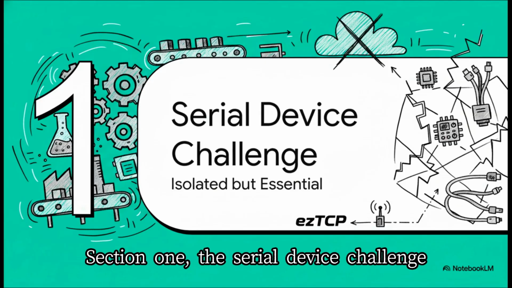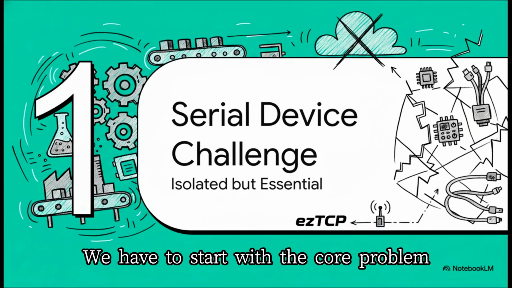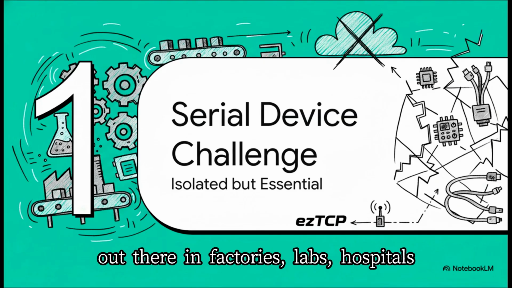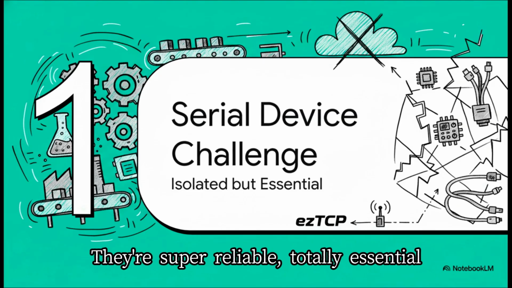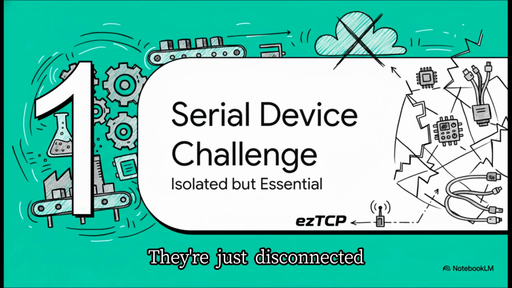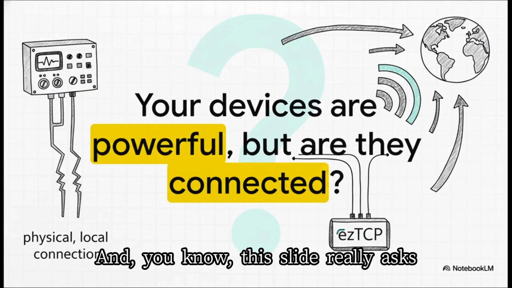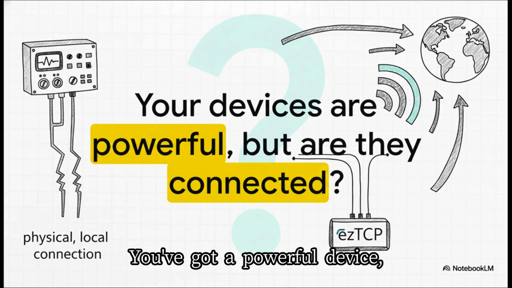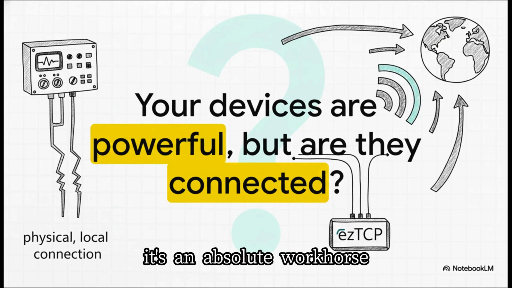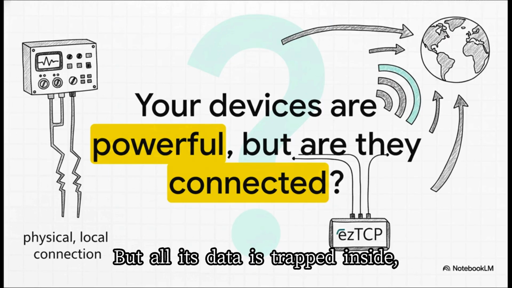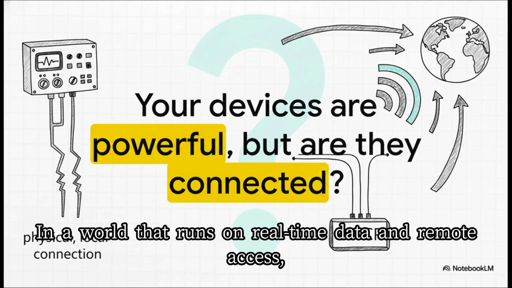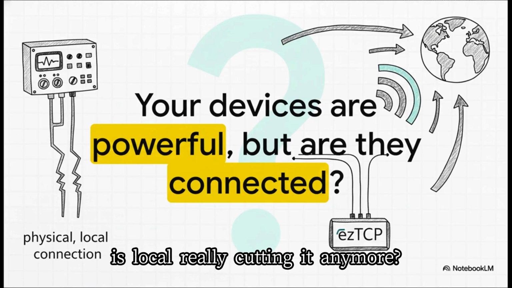Section 1, the Serial Device Challenge. We have to start with the core problem. I mean, just think about all those workhorse machines out there. In factories, labs, hospitals, they're super reliable, totally essential, but they were built for a different time. They're just disconnected. And this slide really asks the million-dollar question. You've got a powerful device, a sensor, a PLC, whatever it is. It's an absolute workhorse. But all its data is trapped inside, and you can only control it with a physical cable plugged right in. In a world that runs on real-time data and remote access, is local really cutting it anymore?